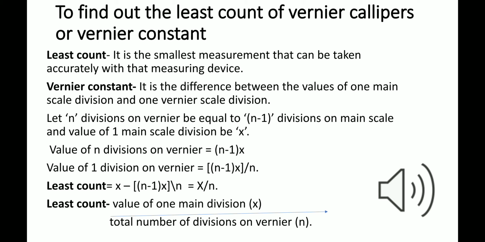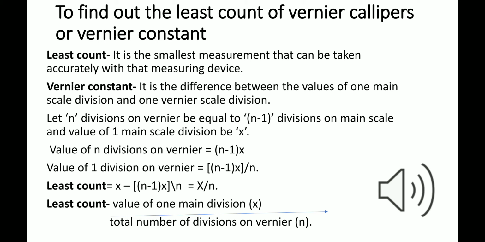Now, the least count of vernier caliper, which is also known as vernier constant, is the difference between the value of one main scale division and one vernier scale division. So you just have to subtract the value of one vernier scale division from the value of one main scale division. Now one main scale division, you know, is 0.1 millimeter. One vernier scale division we are about to calculate.